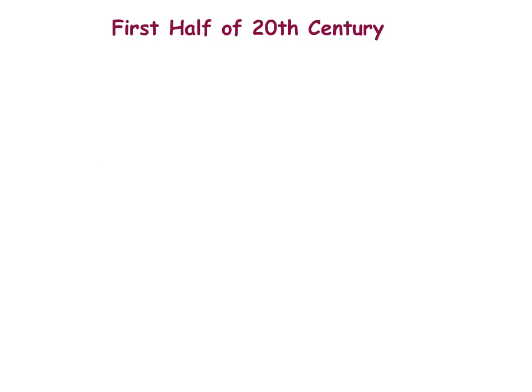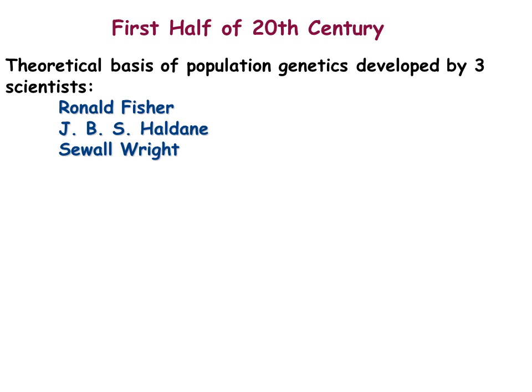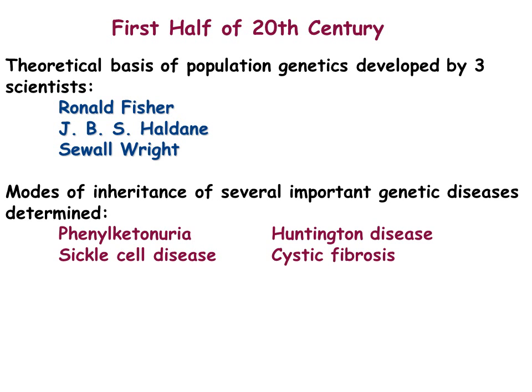Now, in the first half of the 20th century, there were some very significant people who helped develop population genetics. This is Ronald Fisher, J.B.S. Haldane, and Sewall Wright. I don't expect you to memorize them, but there were numbers of people working on this. And then modes of inheritance of several important genetic diseases were determined: phenylketonuria, sickle cell, Huntington, and cystic fibrosis. We began to understand the mechanisms of inheritance of those.